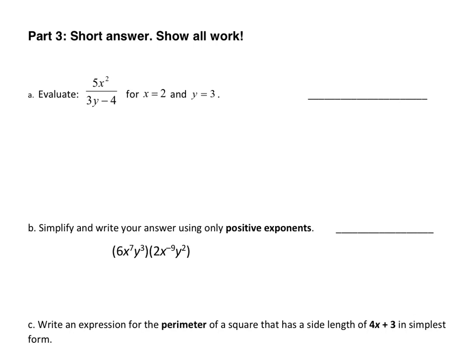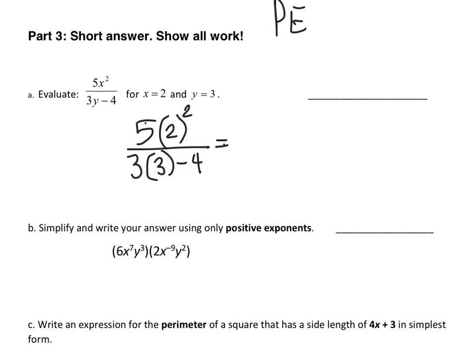In letter A, I asked you to evaluate this expression when x is 2 and y is 3. So the top of the fraction becomes 5 times 2 squared. The bottom of the fraction becomes 3 times 3 minus 4. Now many students ended up with 100 in the top. And that's because they did 5 times 2 first, got 10, and then raised 10 to the second power, which is 100. Don't forget about our little word PEMDAS here, which reminds us the order of the operations that we perform. Exponents has to happen before multiplication.